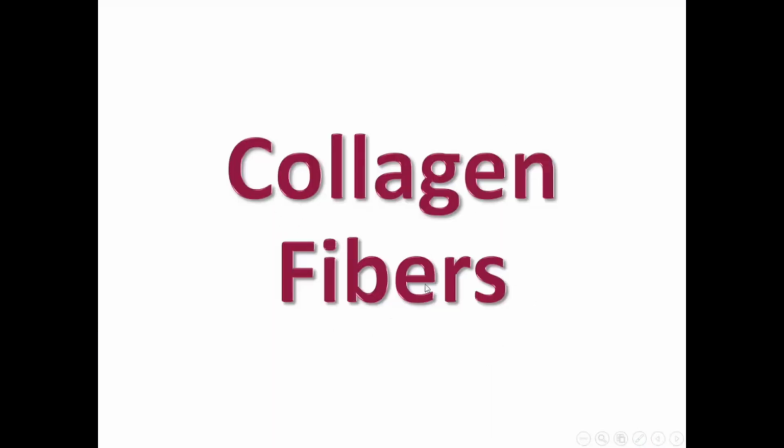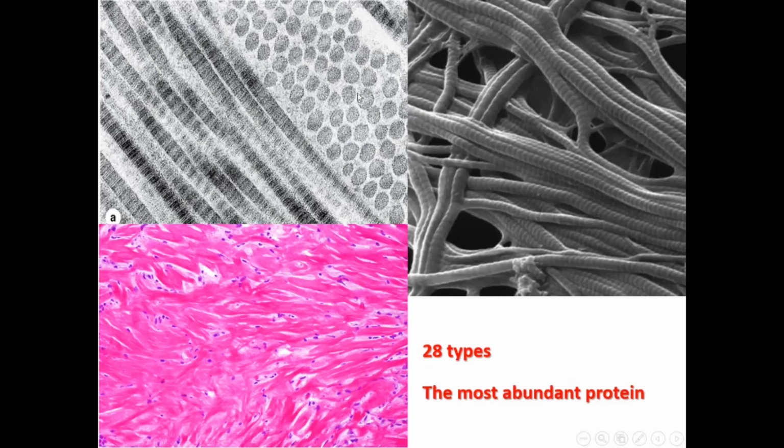Let's start with collagen fibers. Collagen fibers, I said, are formed by the protein collagen. Collagen is a big superfamily of proteins. We have about 28 types of collagen in our body and also in other vertebrates. It's the most abundant protein in our body, making about 30% of our body dry weight.